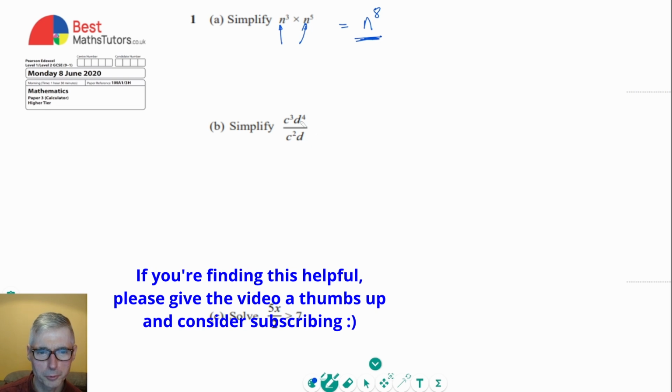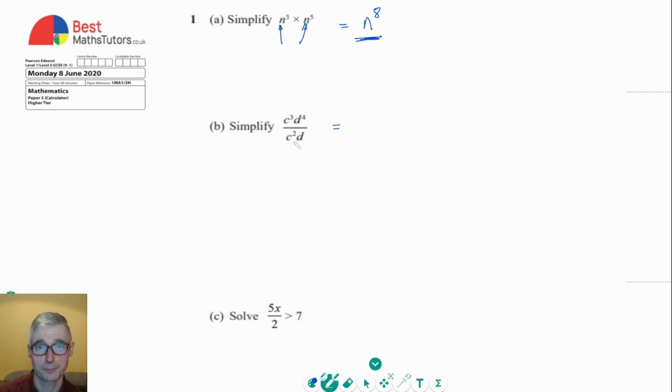So in the example we've got, we can consider each letter separately. So we've got c to the power 3 on top and c to the power 2 on the bottom. So that's just dividing c to the power 3 by c to the power 2. And if we subtract 2 from 3, we'll get 1. So that gives us a power of 1.